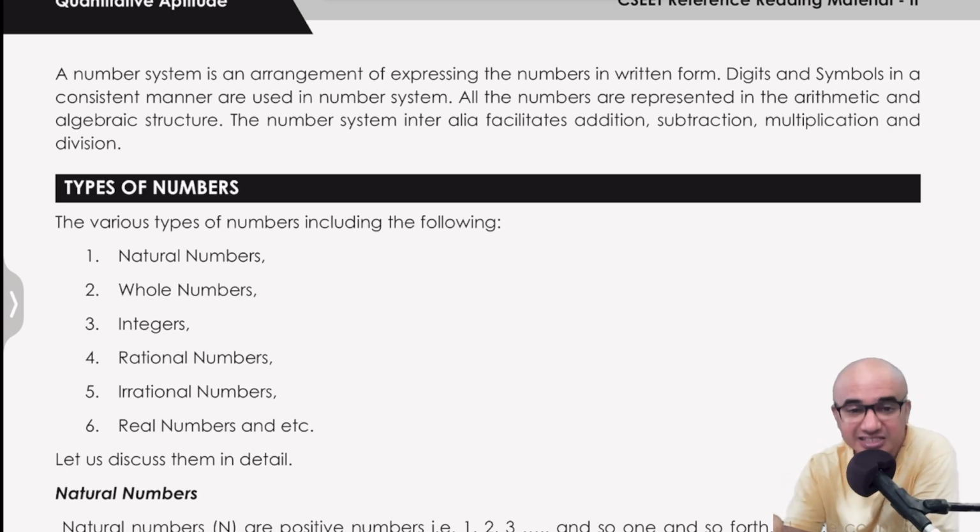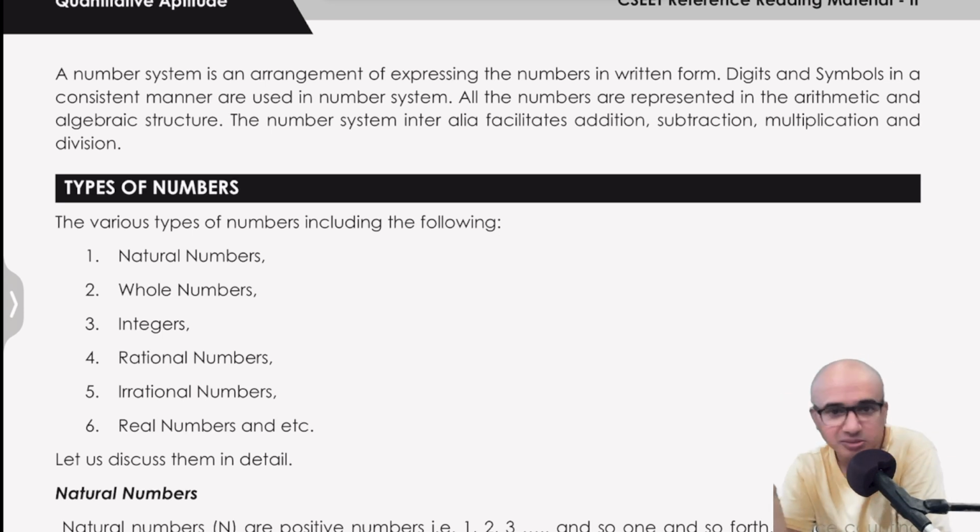Whereas if someone asks you, how much did you pay for the dosa, then you will obviously be able to answer that because it is expressed in terms of numbers, which are in order. So that is what they're essentially trying to tell us. And digits and symbols in a consistent manner, they say. So what exactly are they referring to?